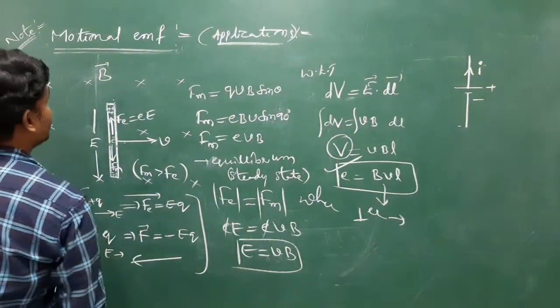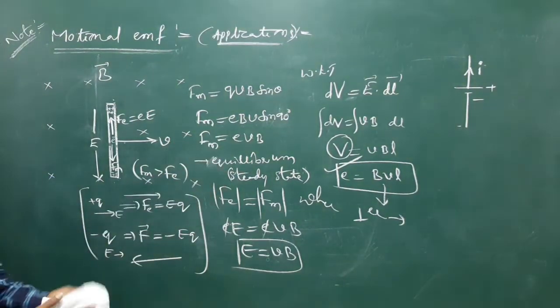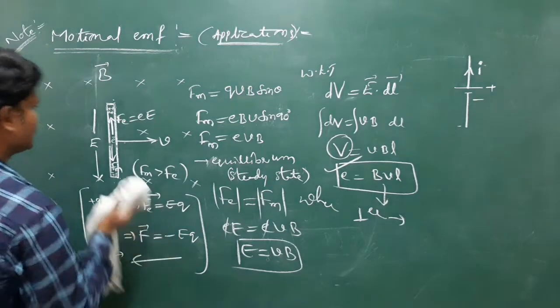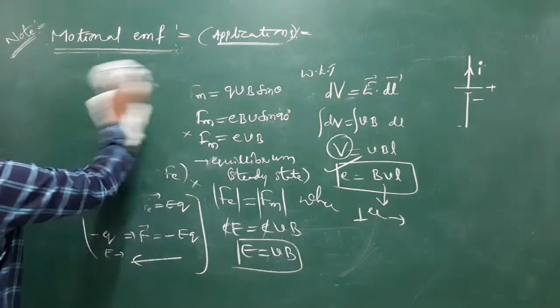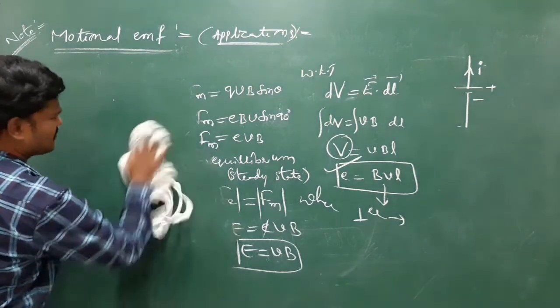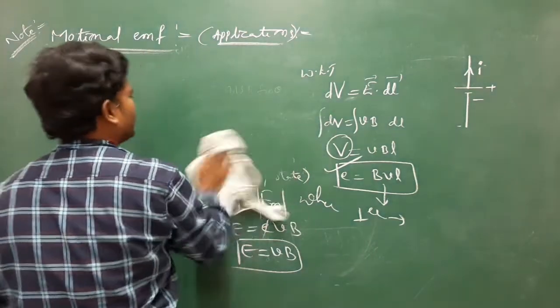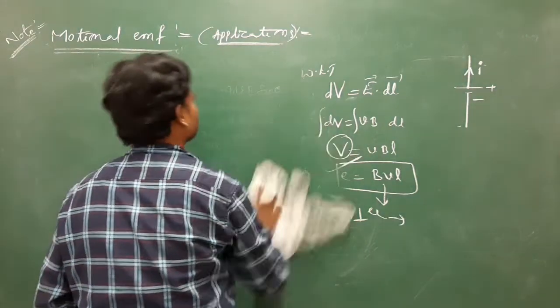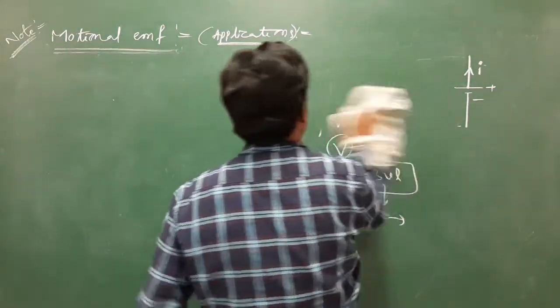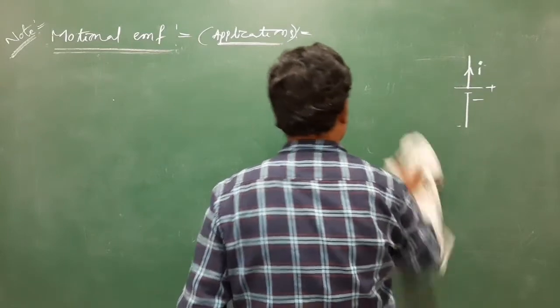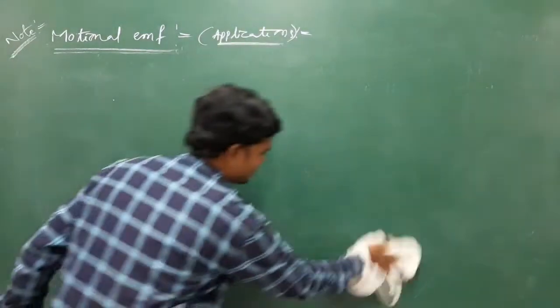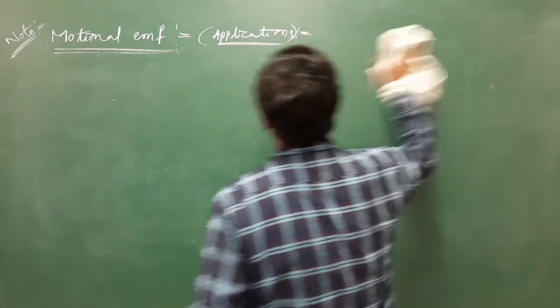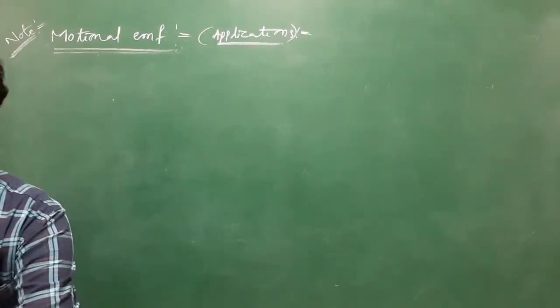Now let us see if these v, B, L are at some different angles. Right now these are perpendicular to each other. Let us see the motional EMF equation when the three parameters make different angles. But this is the easy equation to solve some problems, BvL. The next equation is also helpful. Let us see which one is convenient for us.